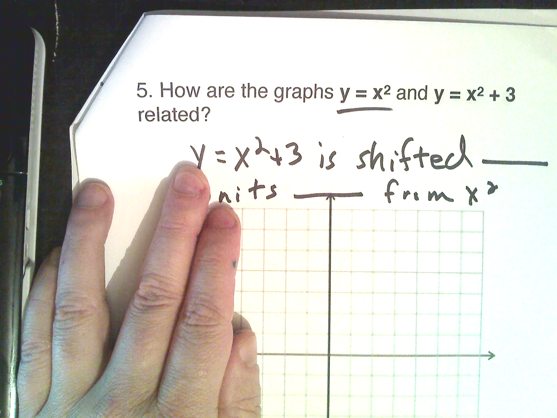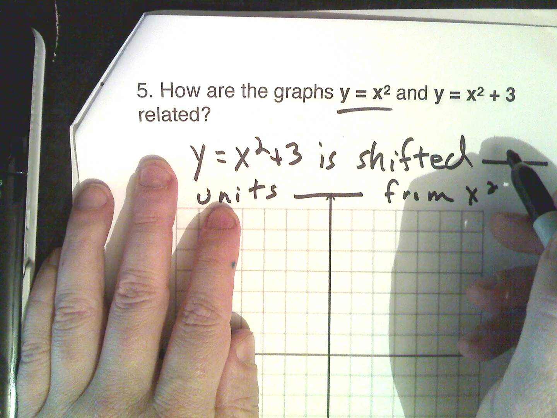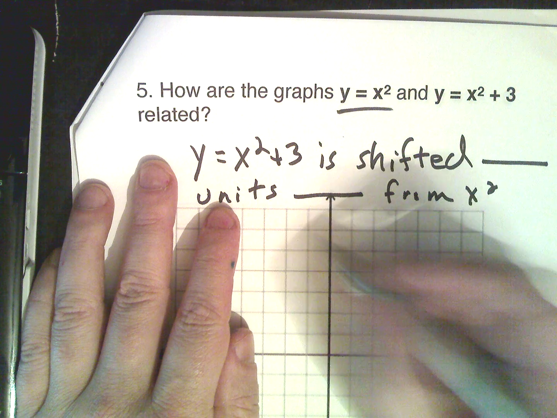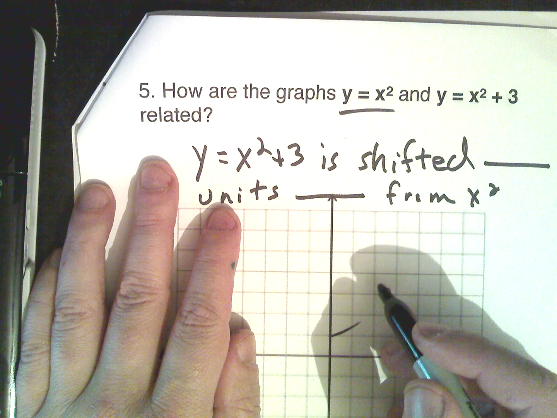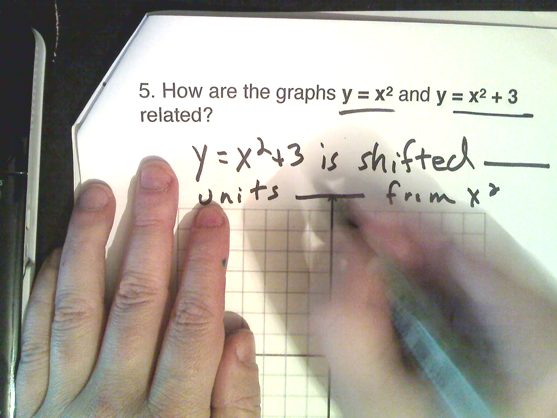So what has happened? This one is shifted how many units? Okay? 1, 2, 3, 4, 5, 6, 7, 8, 9, 10, 11. If you graph it, you'll see it on the graphing calculator. There's also another way to tell. If you just look at this. Now, up or down is the second part.